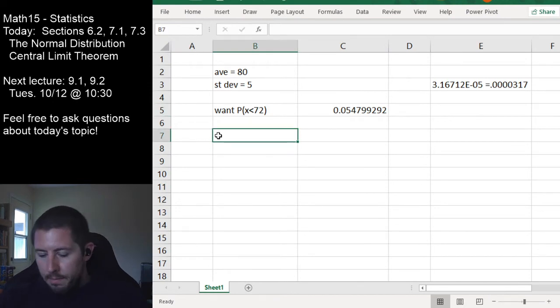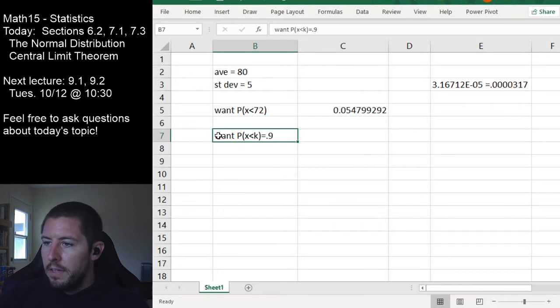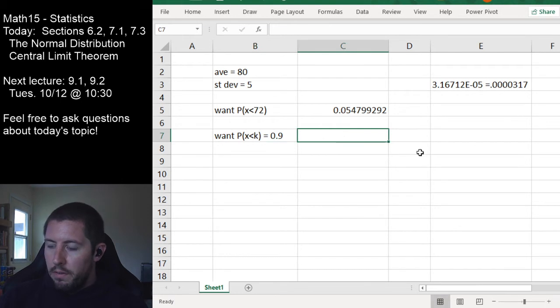For our second example, we want to find the probability that x is less than k to be equal to 0.9. That's our statement of interest. We want to find the special x value that causes 90% of our area to be to the left, as I can see from that less than or equal to our value of interest.